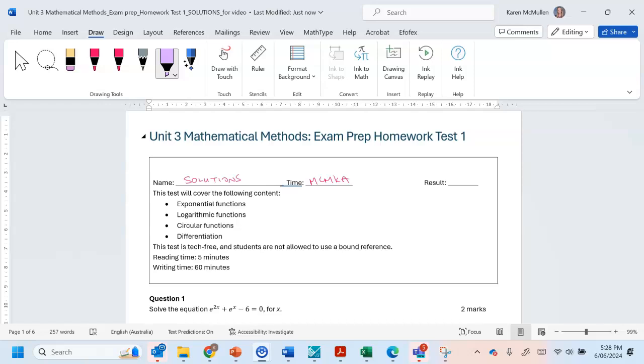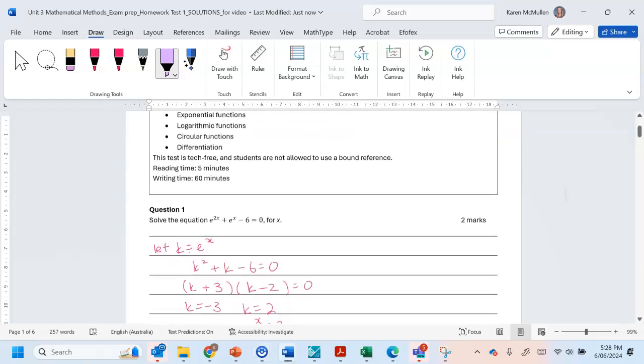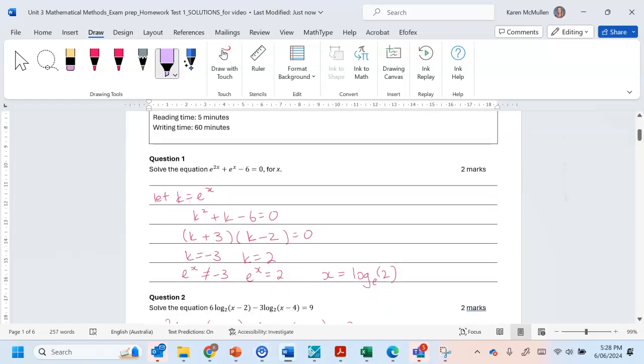These should all be done without a calculator. Anyway, let's make a start. Question 1, we've seen quite a few like this now, and this test was very similar to the previous test. Just make sure that you're watching the videos so you understand the process that's involved.